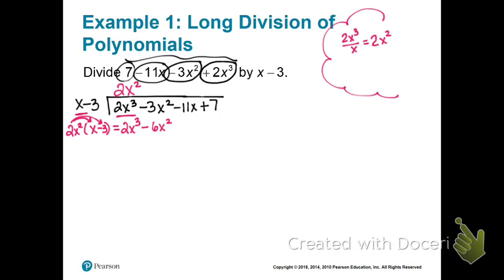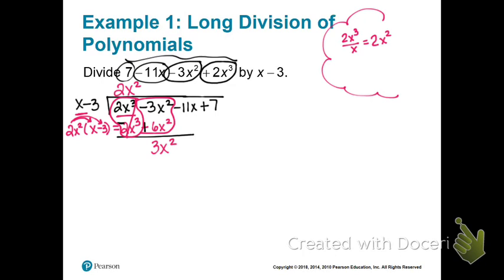What was our next step after we multiplied it all? We're going to subtract, which means change the signs. So I'm going to go through here. This was a positive 2x cubed, so it's going to be negative. It was a negative 6x squared, so I'm going to make it positive. And so then we actually subtract. What is 2x cubed minus 2x cubed? 0. Guys, when you're doing long division with polynomials, that first term should always 0 out. If not, we've made a mistake, okay? It needs to 0 out. And then we have negative 3x squared plus 6x squared. What is that? 3x squared.